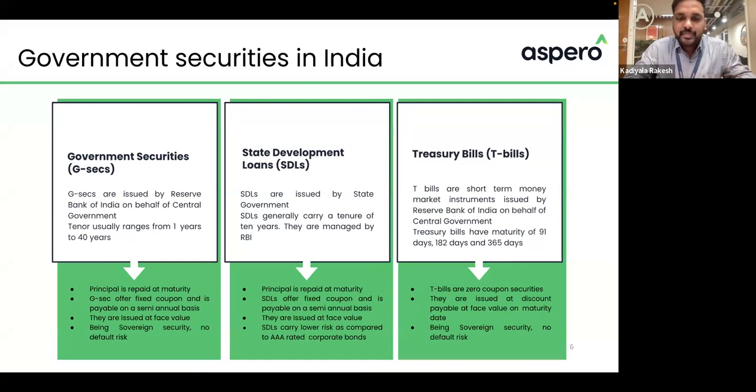So principal is repaid at maturity, just like G-Secs. And SDLs also offer a semi-annual fixed coupon, and they are issued at face value. And SDLs carry a low risk as compared to AAA corporate bonds.